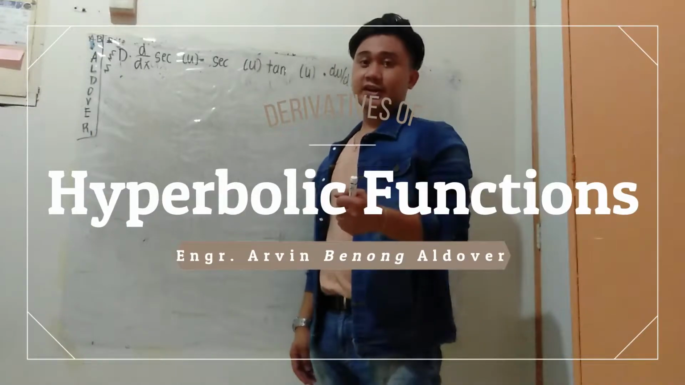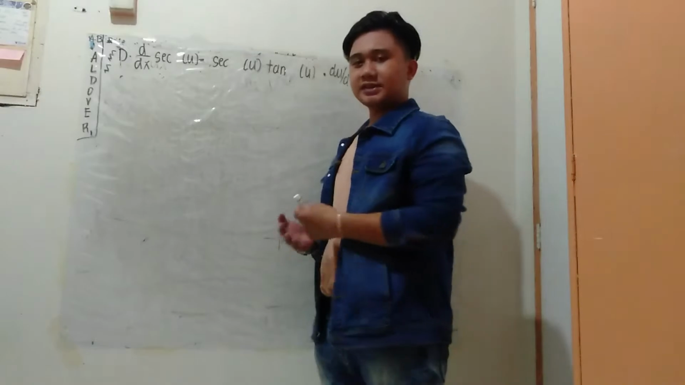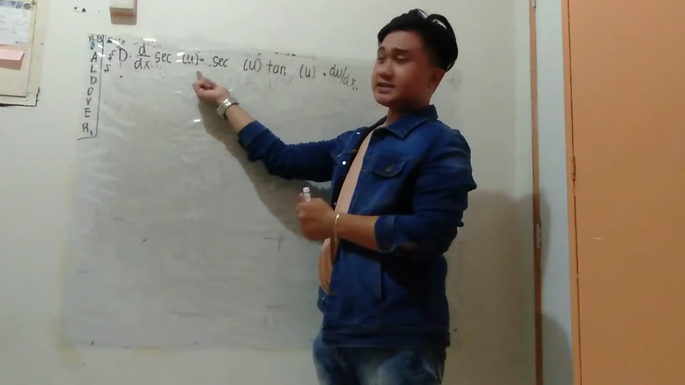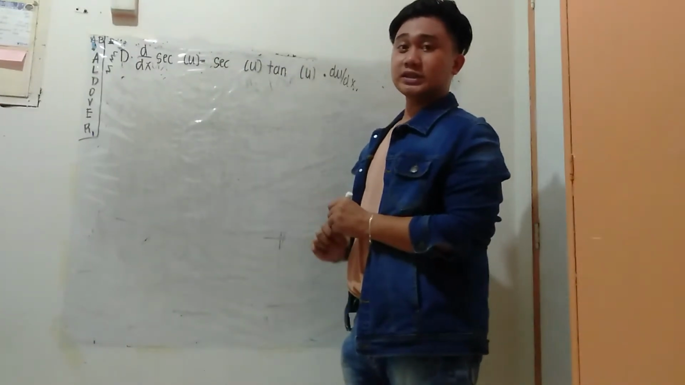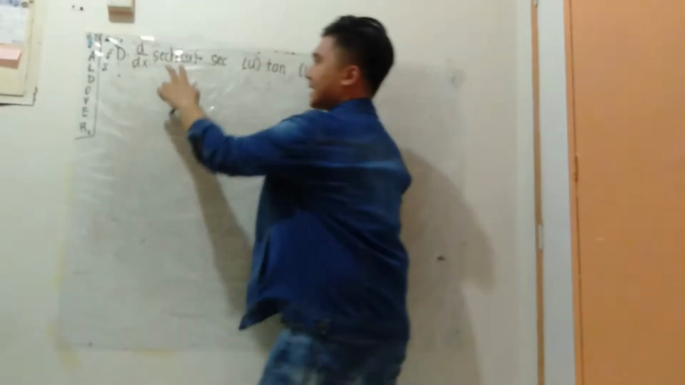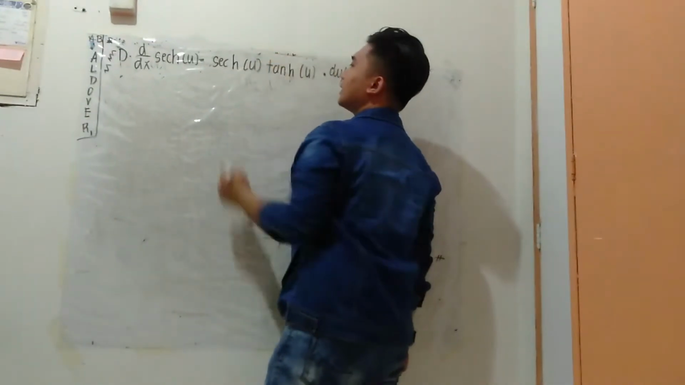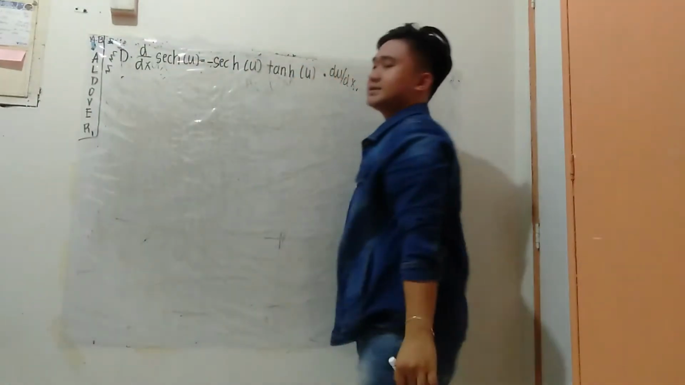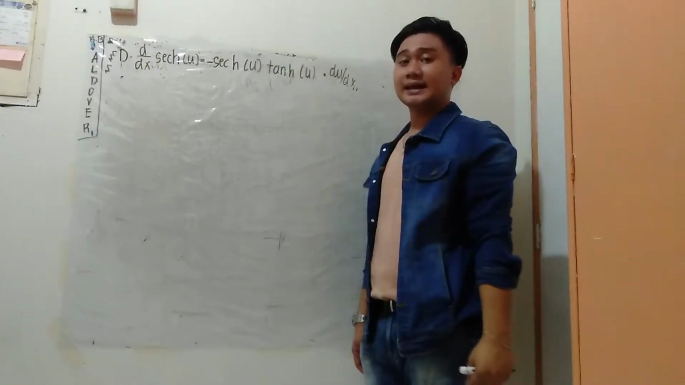What we're going to differentiate is the hyperbolic secant. So, balikan natin yung sa trigonometric functions. The derivative of secant of u is sec u tan u. Pero hyperbolic functions tayo, so may letter h. So, the derivative of hyperbolic secant is sech u tanh u. Kaya lang, may negative na sa unahan. So, ito yung mga pagkakaiba doon sa trigonometric natin.